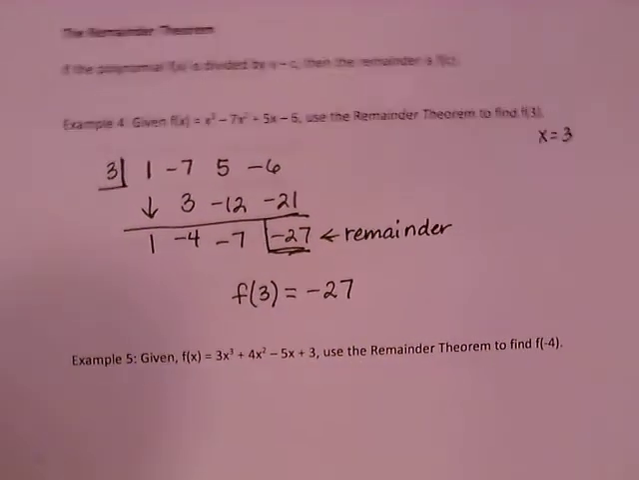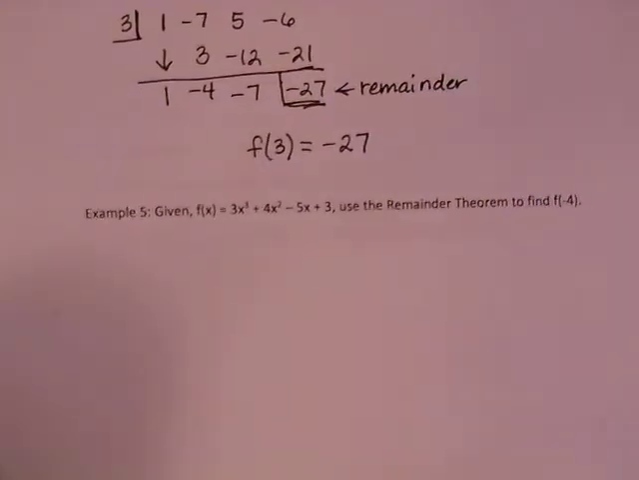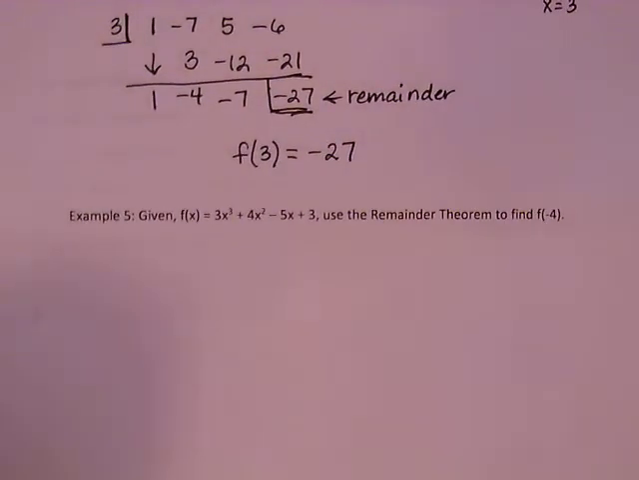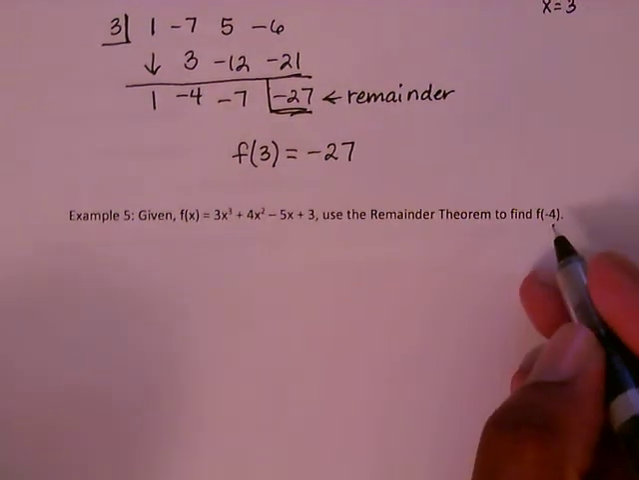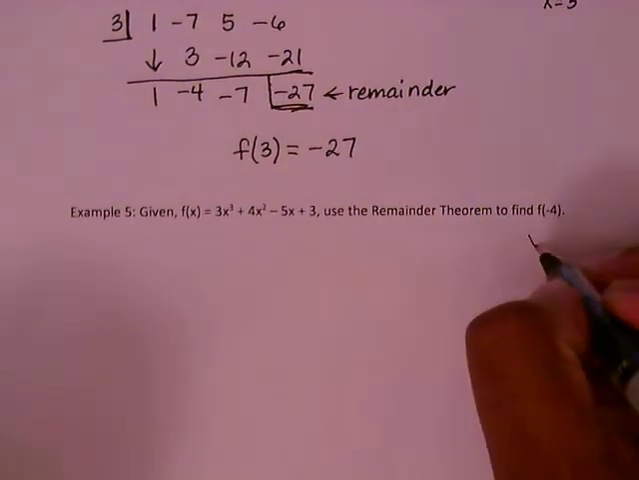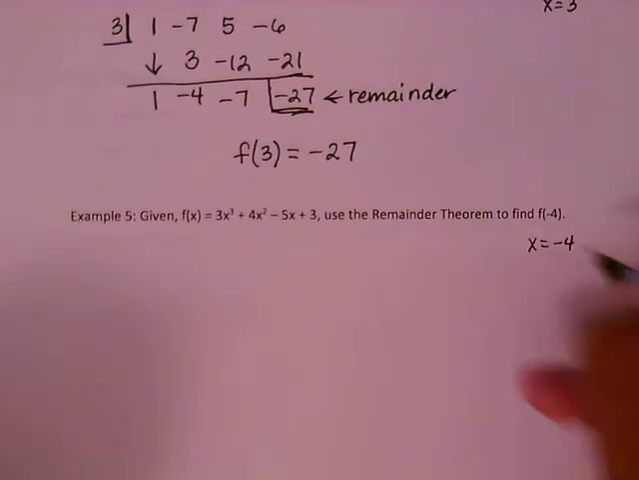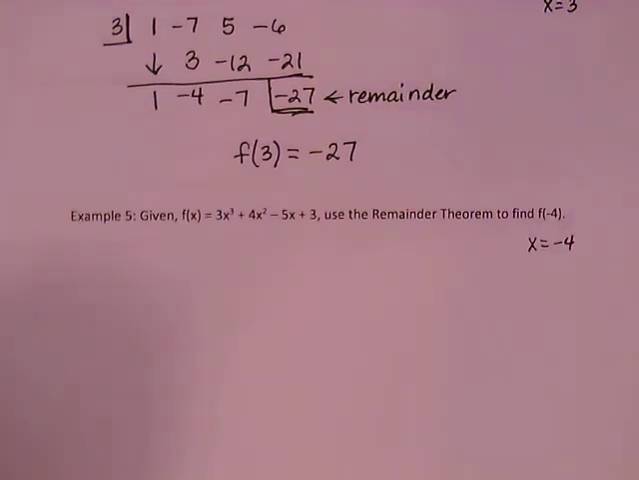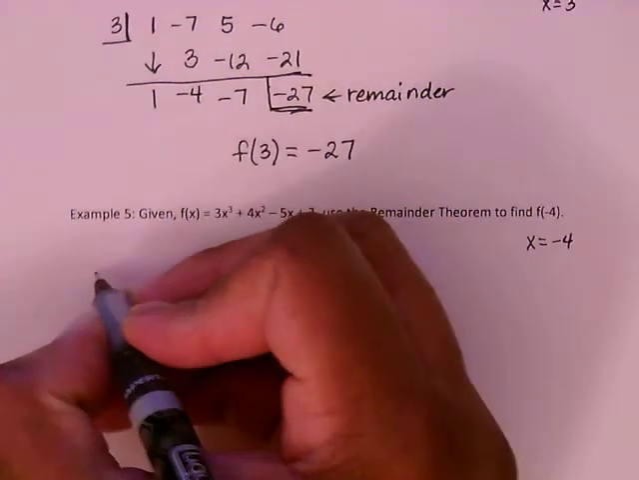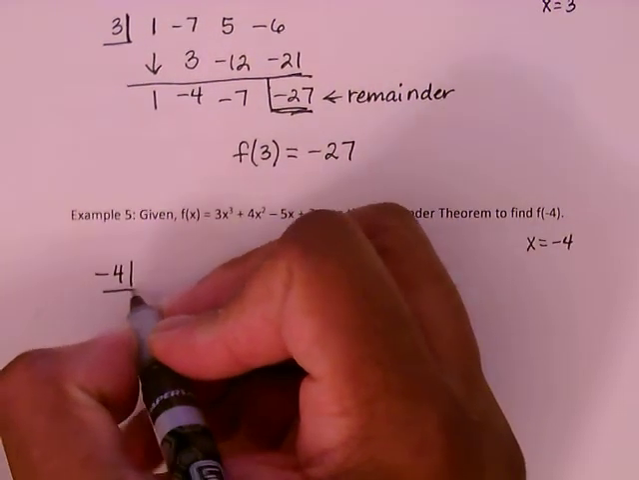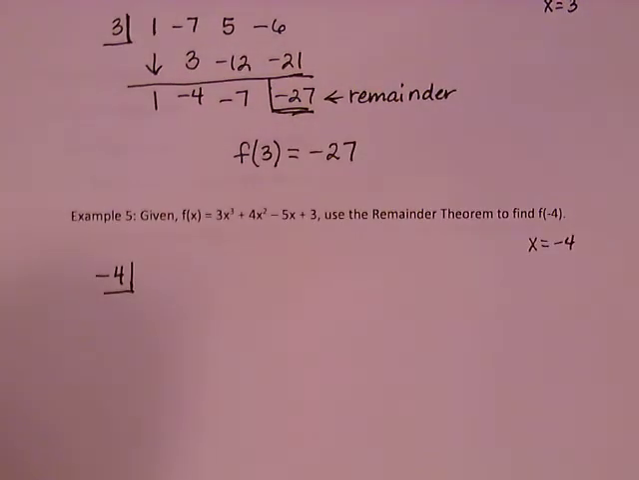Alright, example 5. Here we got f of x is equal to 3x cubed plus 4x squared minus 5x plus 3. And I want to use the remainder theorem to find f of negative 4. So that x value that we have is negative 4. And that's going to be the divisor for the synthetic division. So negative 4 will be to the left.